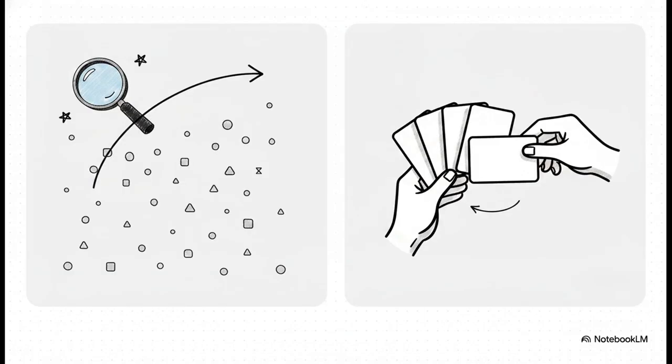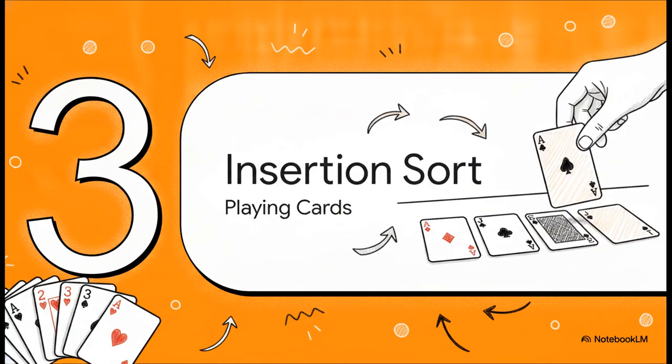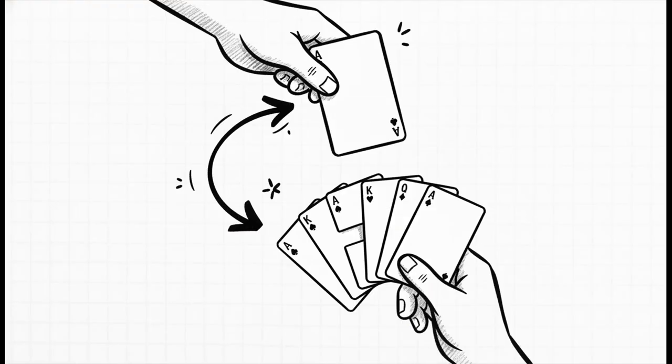So, compare that massive, wide search to our third contestant. Selection sort has to scan the whole unsorted list every time. But our next method behaves exactly like you probably do when you're organizing a hand of playing cards. Yup, it's insertion sort, playing cards. Instead of hunting down the absolute minimum across the whole list, insertion sort just grabs the very next available element and figures out exactly where it fits among the already sorted items.